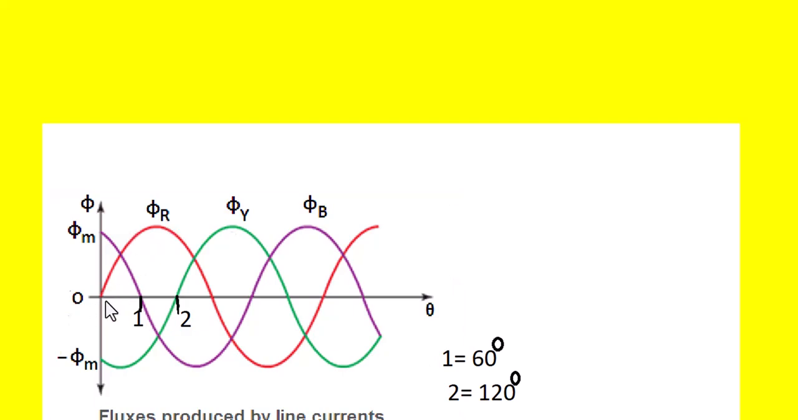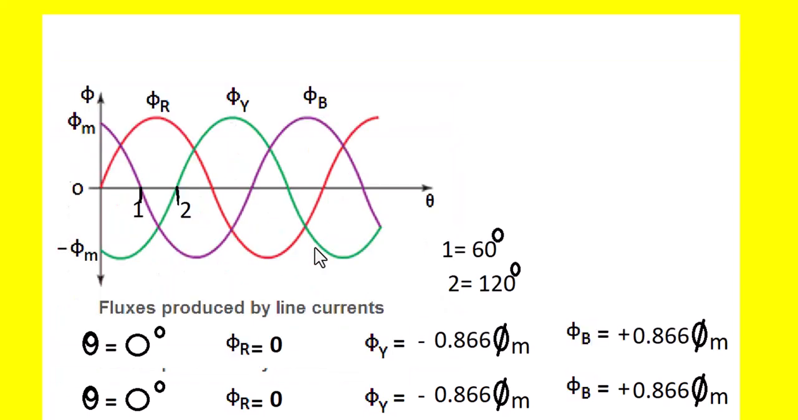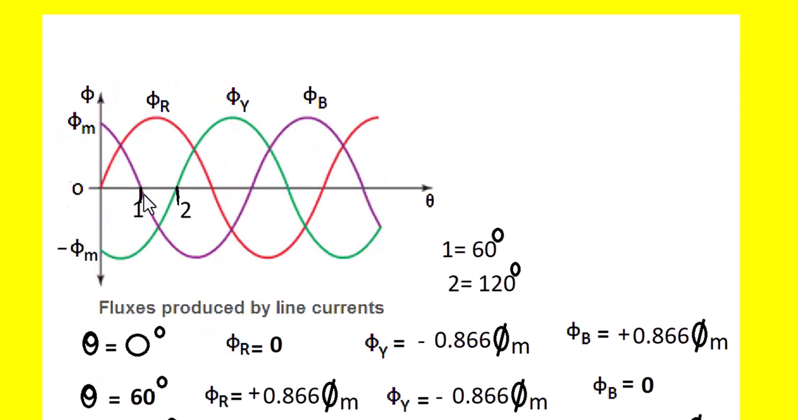If it is observed, phase R and phase Y have the phase angle of 120 degrees. Similarly, between Y and B, the phase angle is 120 degrees. We can say here the maximum value of all the phase values is phi m. Similarly, there is a minus phi m also. There is a zero value here, and here at 0 degrees, this is the 0 position, this is 1 position, this is 2 position. Theta is equal to 0. This is the x-axis, meaning theta.